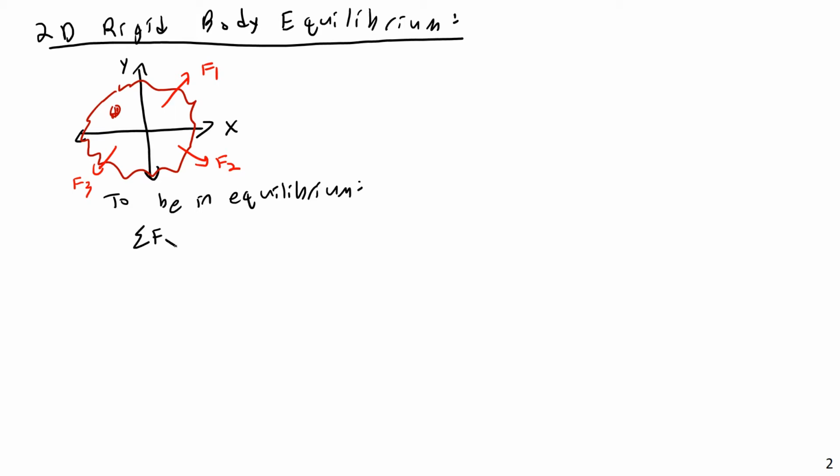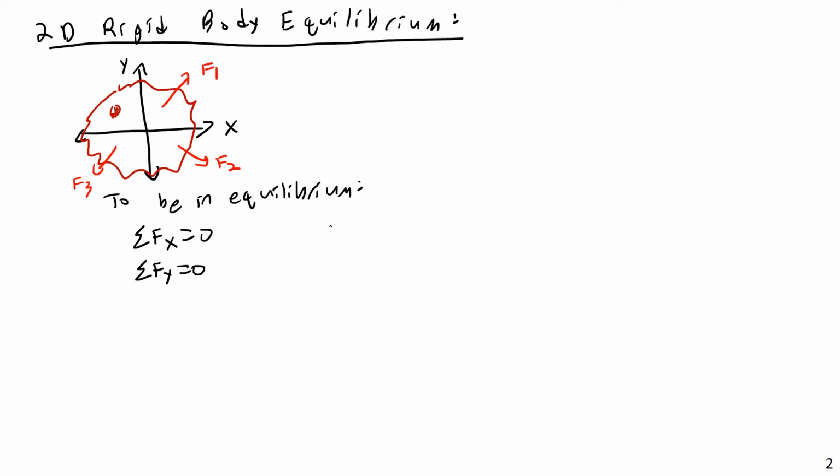Obviously I need translational equilibrium. So summation of force in the x direction must equal 0, and summation of forces in the y direction must equal 0. That's fairly straightforward. And of course, because I'm dealing with a 2D system, I don't need to worry about a sum of forces in the z direction. This is a two-dimensional body, so I don't have to worry about that.